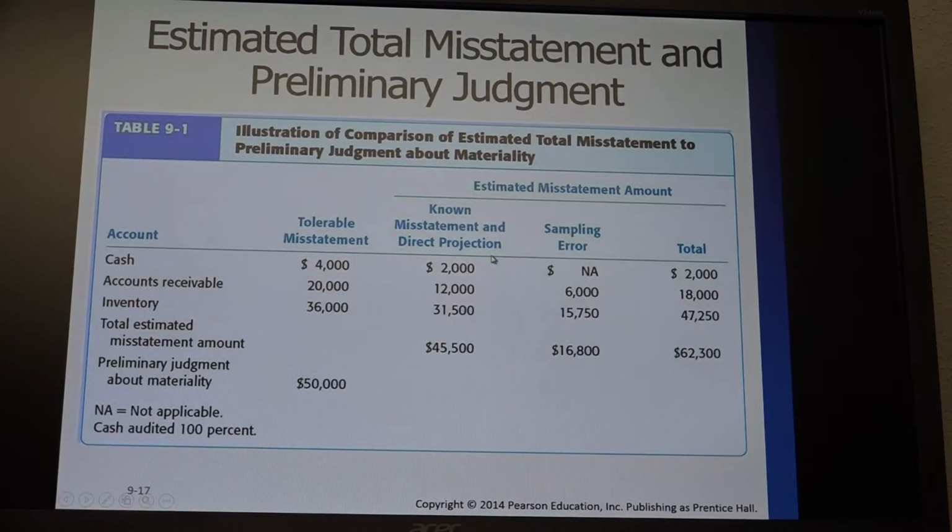And so we have this example here where they kind of put everything together. What you have is your accounts, and then you have what the tolerable misstatement for each account is. Anything below that amount when calculating or adding up the estimated misstatement account is immaterial. Anything greater than the tolerable misstatement when adding up all your estimated misstatement amounts is material and needs to be further investigated.